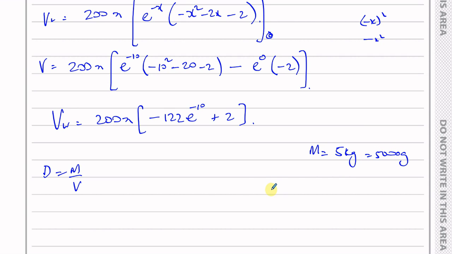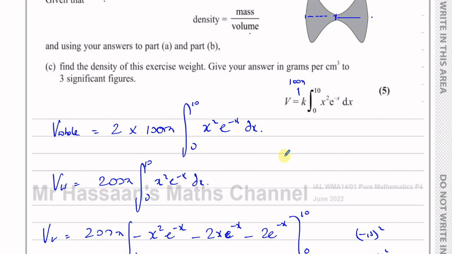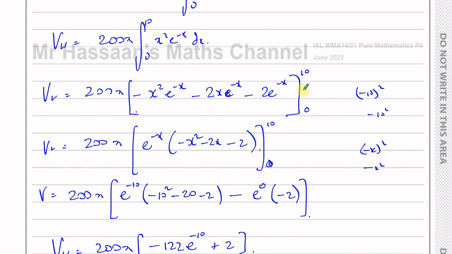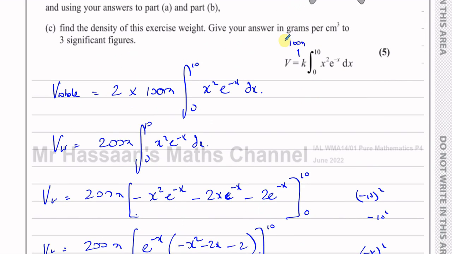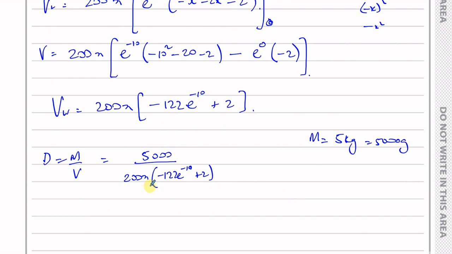We've got to have it in grams per centimeters cubed. So we end up with 5,000 divided by this answer, which I'll keep in this exact form, minus 122 e to the power negative 10 plus 2. And remember, this is in centimeters cubed because they told us that this is 20 centimeters. So these 10 units and, being doubled, is altogether in centimeters cubed now.